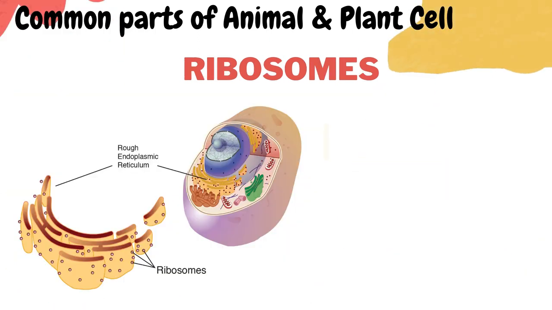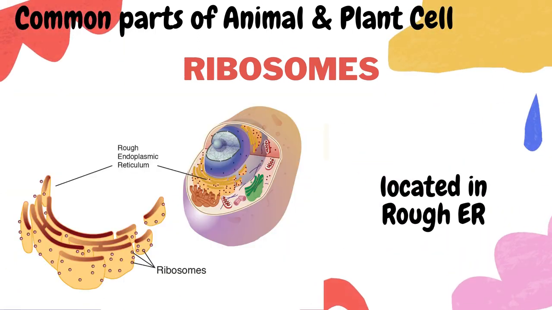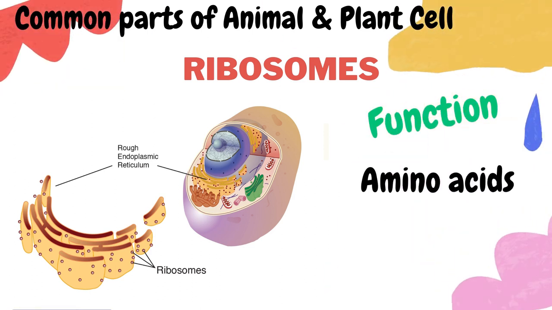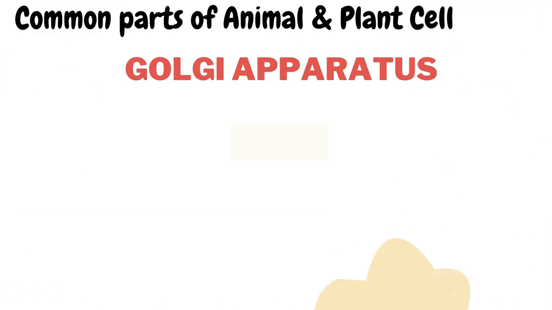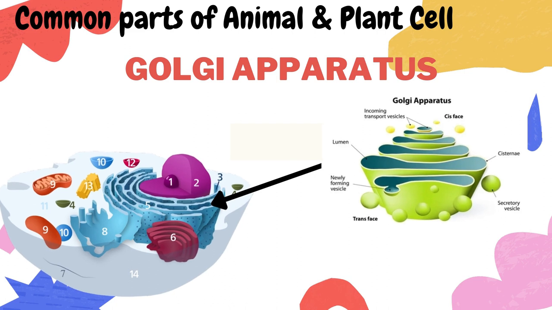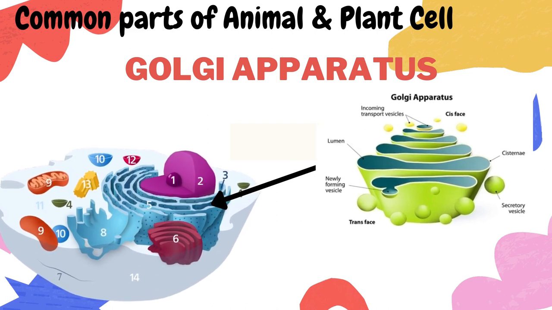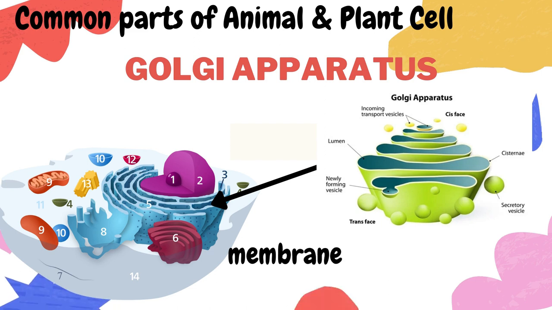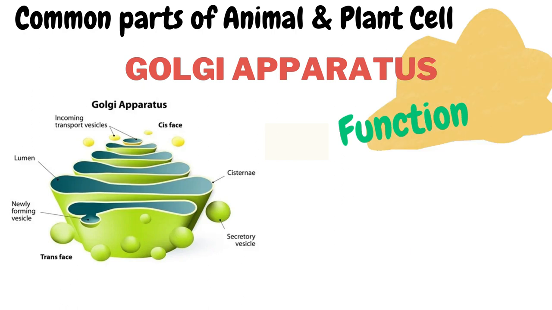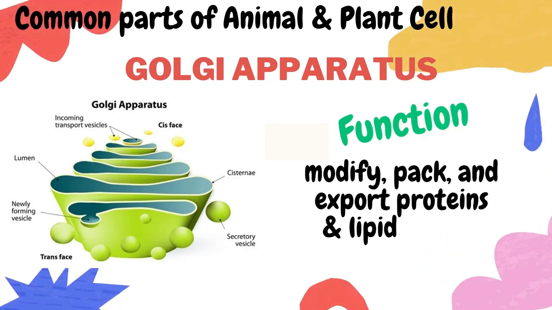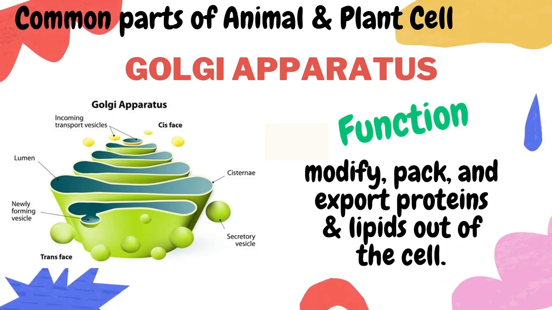The next common part present in animal and plant cells is the ribosomes. They are located in the rough endoplasmic reticulum or rough ER. Amino acids hook in ribosomes to make protein. Next, we have the Golgi apparatus. It is a membrane structure found near the nucleus. Its function is to modify, pack, and export proteins and lipids out of the cell.